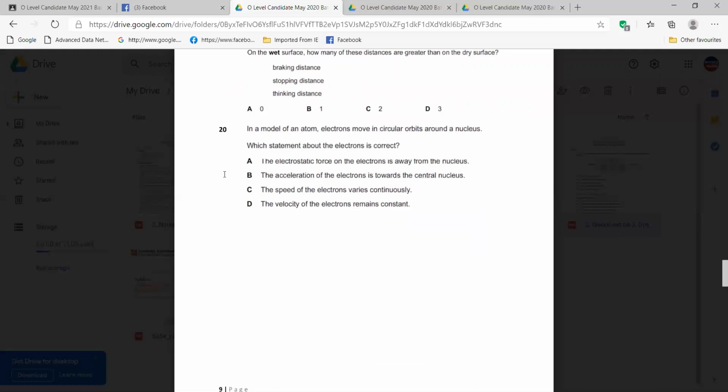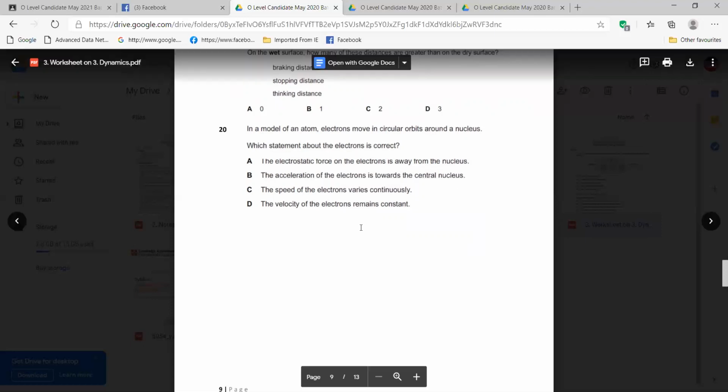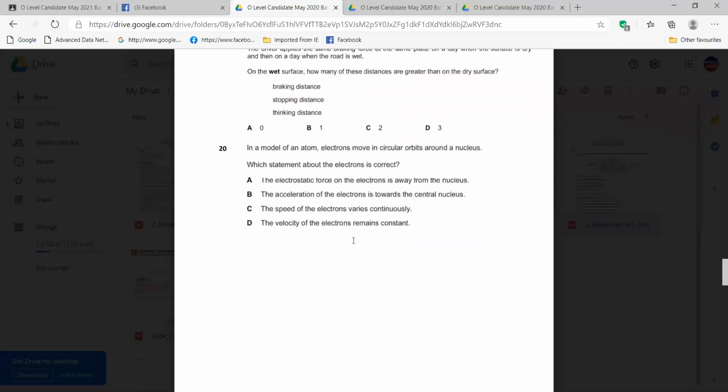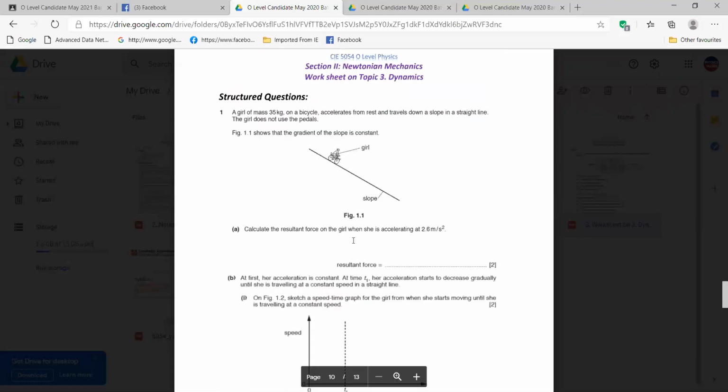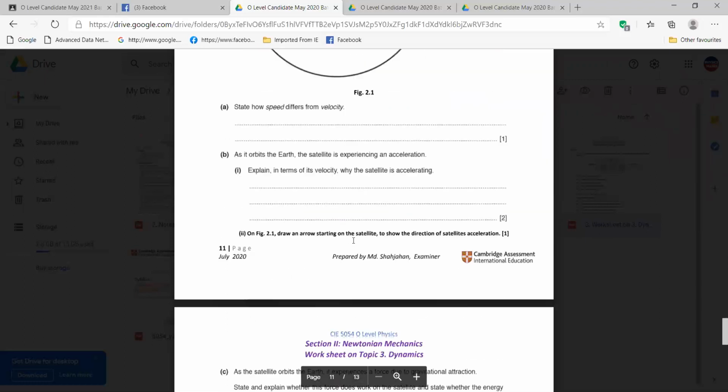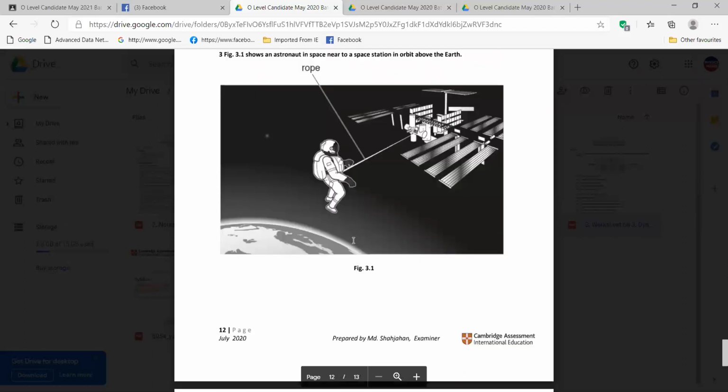The acceleration of the electrons is towards the central nucleus. Yes, correct. So I think now you will be able to solve the structured part also, right? I'm sending you the cover pages now. Okay, both the cover pages. Then you send me the answers. Solve the worksheet tonight. Can you send me both of them tonight? Yeah, both of them.